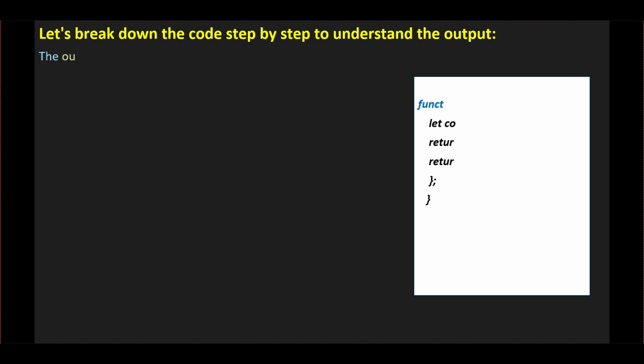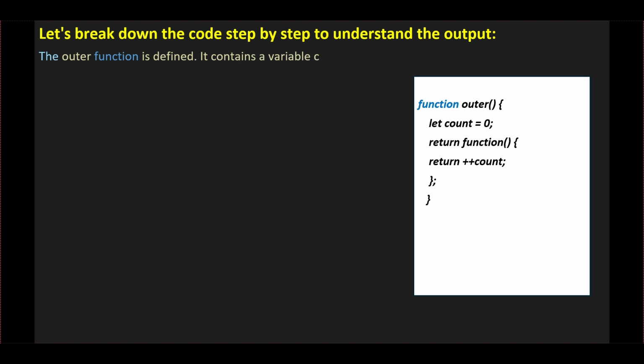Let's see what's happening here. Let's break it down step by step. The first step is the function outer definition. The outer function is defined. It contains a variable count set to 0 and returns an inner function that increments and returns count. Okay, that is step 1.